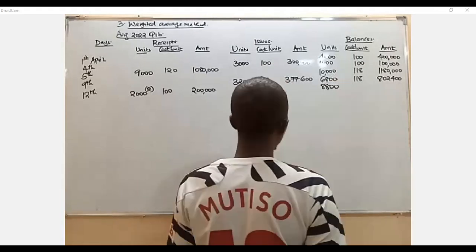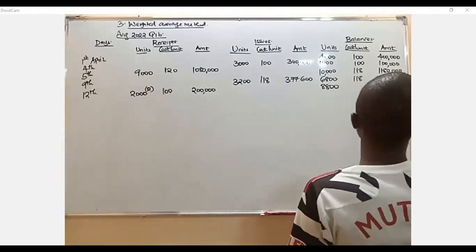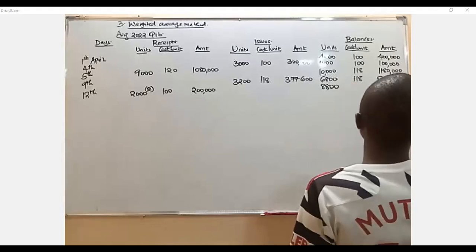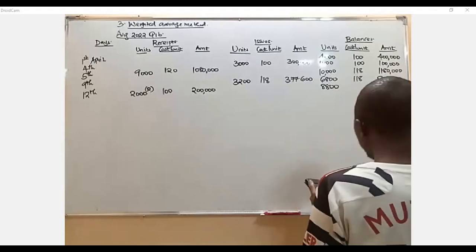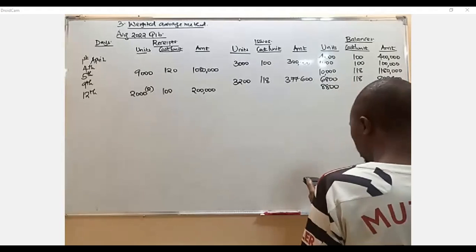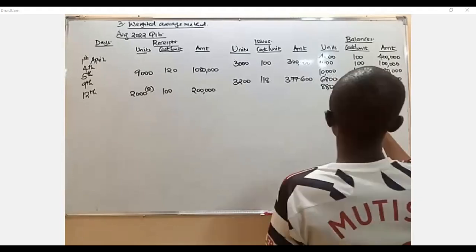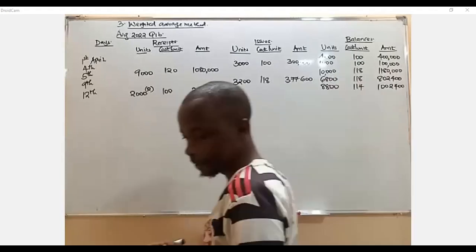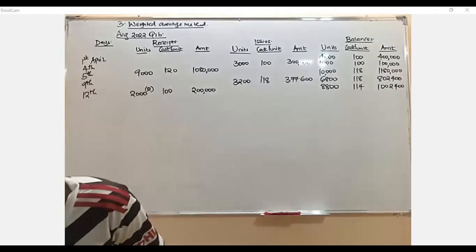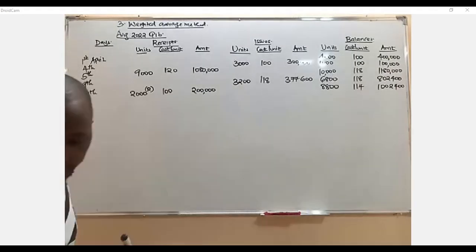What about the total amount? It will come to 1,002,400. Then you divide by 8,800. We are getting equivalent to 114. Something like that, 114. Then from there, we go to date 15, purchase 4,800 units at 130, right?